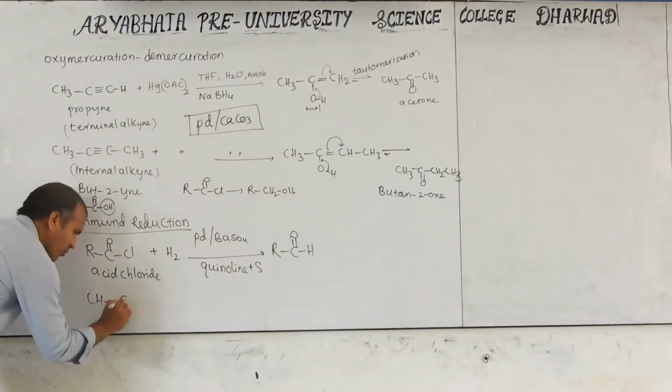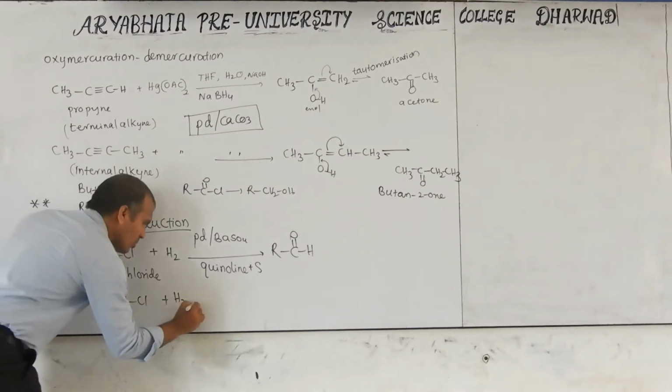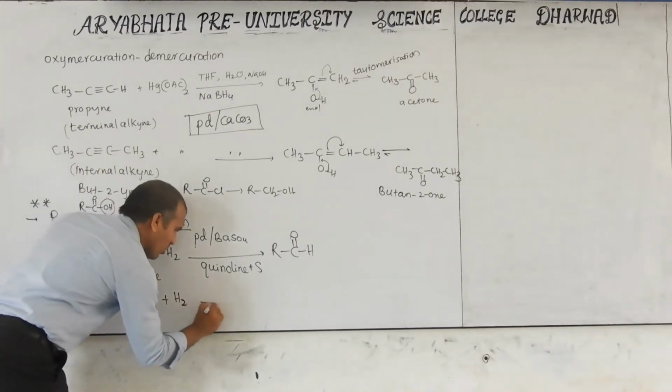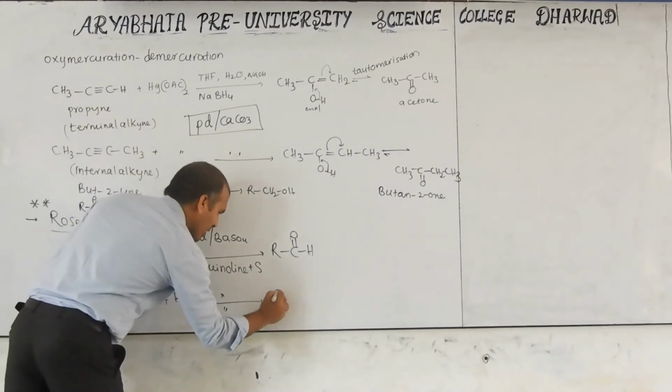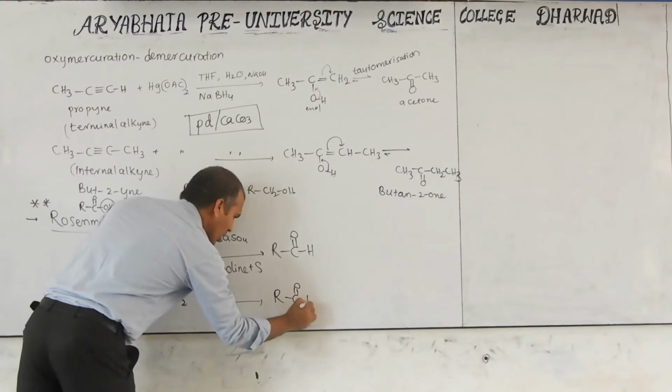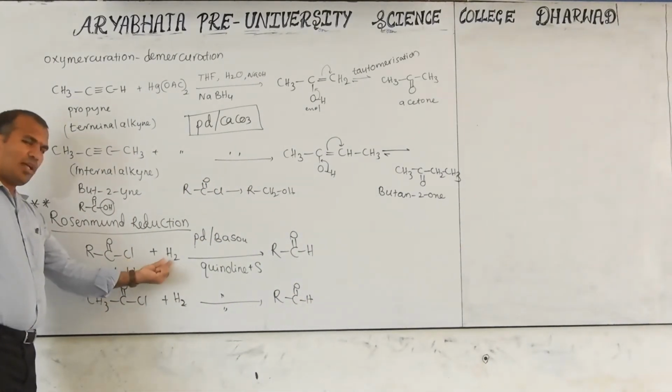CHR with CN, C double bond to CN plus H2. Then same as this side, no problem. Then we will get here RC double bond OH. Now, here one Cl, here one H.